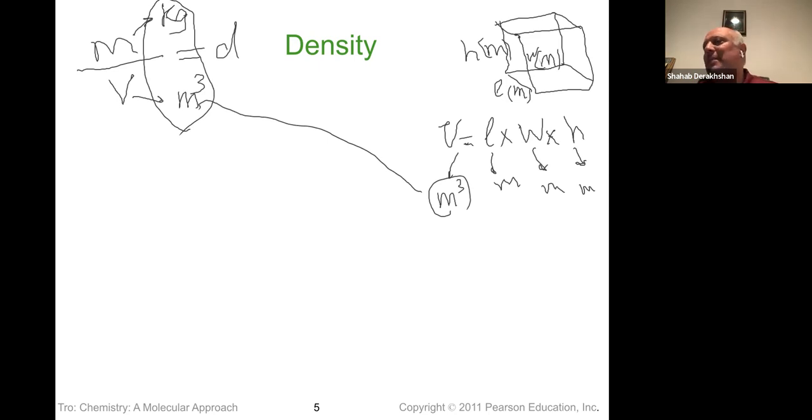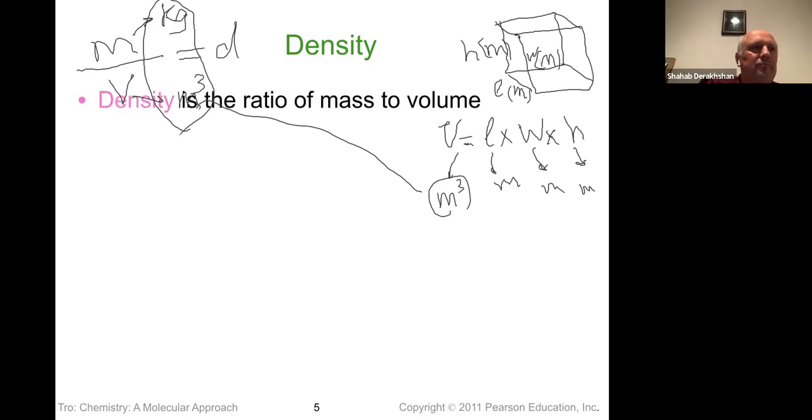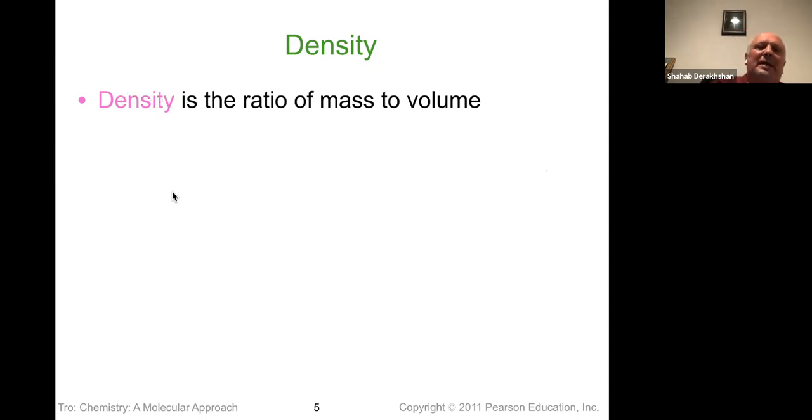So later on, for example, we are going to talk about moles. Moles is a measurement system. We'll talk about those things, but I just want to give you foundations on general ways of measurement, units, and how we can relate those units to each other. So we said density is the ratio of mass over volume.